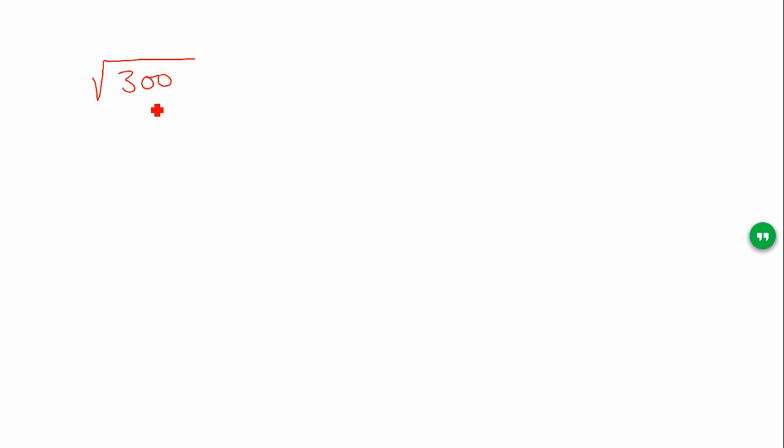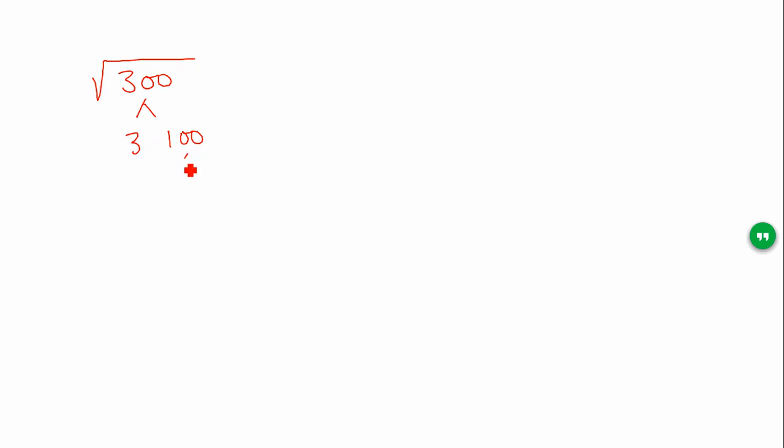The square root of 300. Well, 300 is the same thing as saying 3 times 100. And some people have learned to stop at that point because of the perfect square. But like I said, I typically teach simplifying radicals by going through and finding that prime factorization.